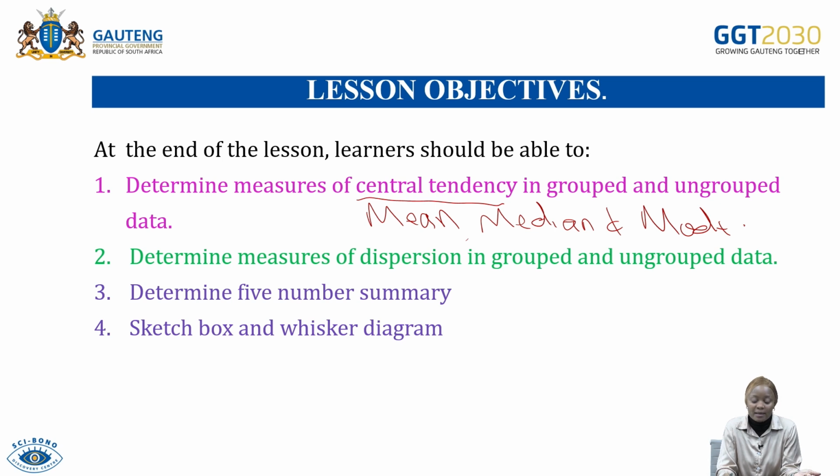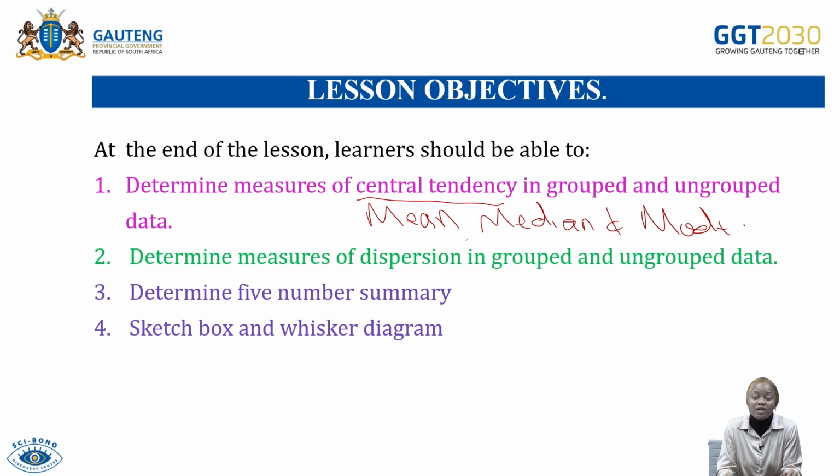When we are looking at grouped data, we are looking at data that has been put in intervals. And when we are looking at ungrouped data, we are talking about data that hasn't been put in intervals. Number two, you should be able to determine measures of dispersion in grouped and ungrouped data.